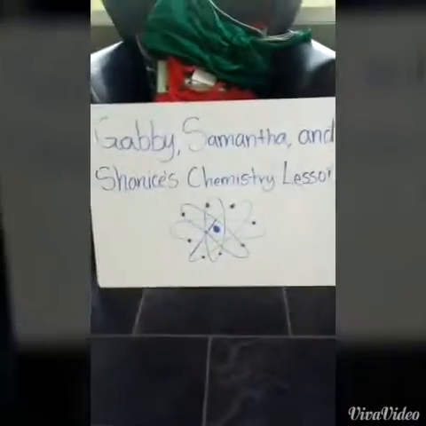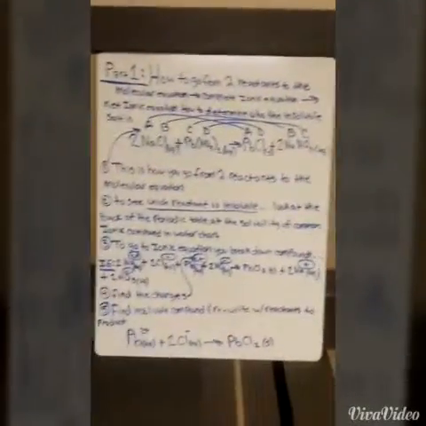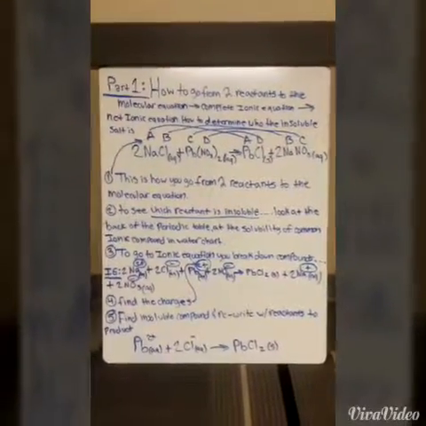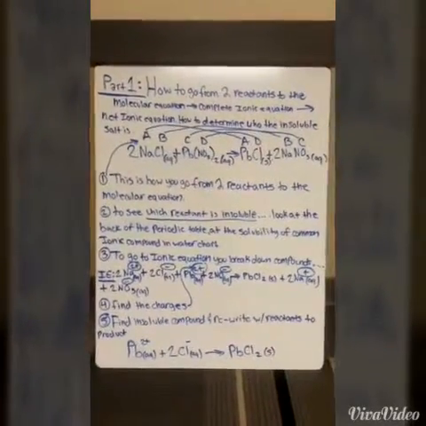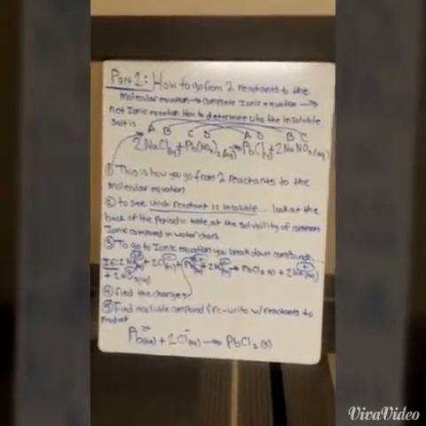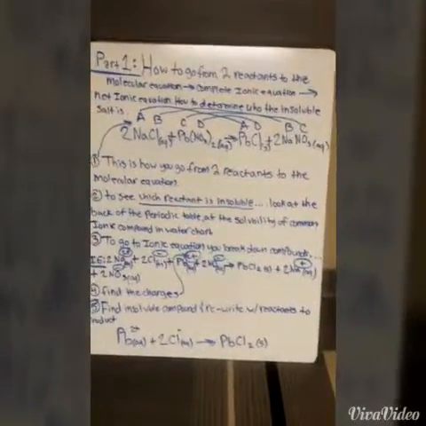Gabby, Samantha, Shanice's chemistry lesson. Part 1, how to go from two reactants to the molecular equation, to the complete ionic equation, to the net ionic equation, and how to determine who the insoluble salt is. Step 1, this is how you go from two reactants to the molecular equation. We go A, B, C, D, and then you put A, D, and B, C, and just rewrite it.